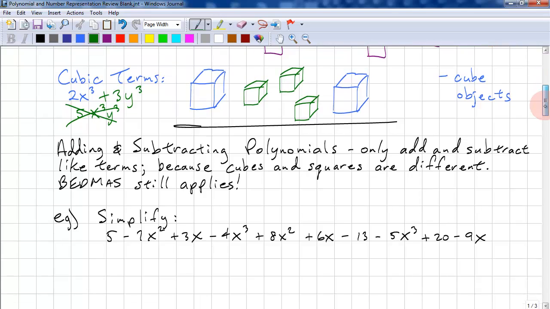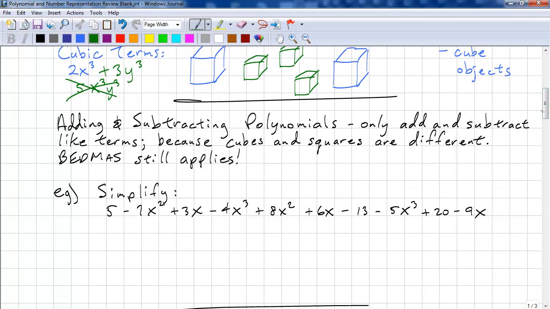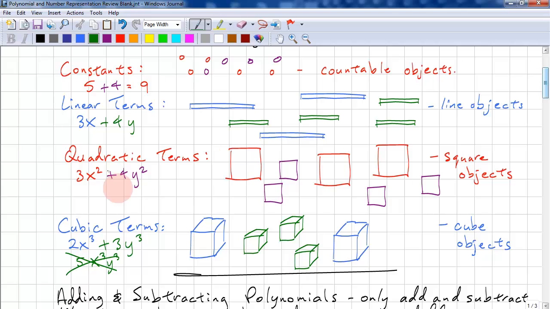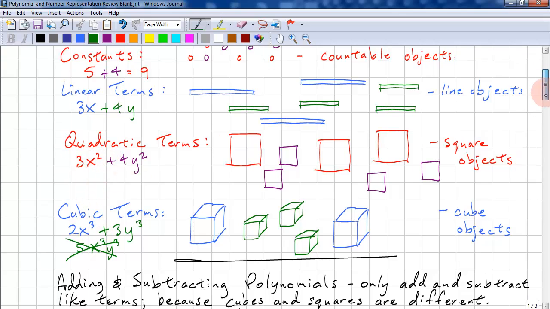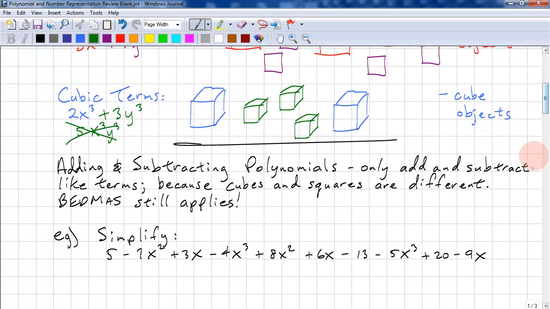So when we're adding and subtracting polynomials, it means we can only add and subtract like terms when we're simplifying. And because cubes and squares are different, we can't add these two and simplify it. And the nice thing about polynomials, BEDMAS still applies. This means we're operating on the same set of rules. We don't have to use new rules to work on polynomials.